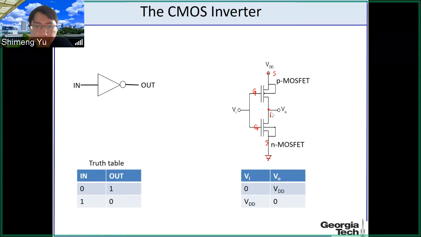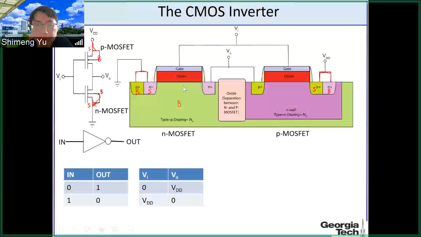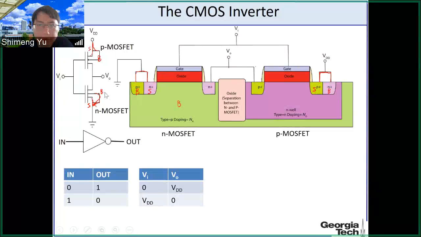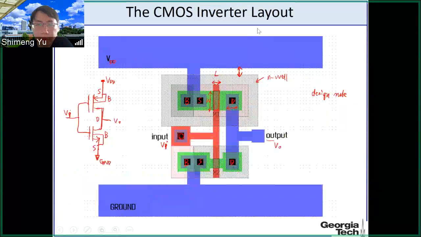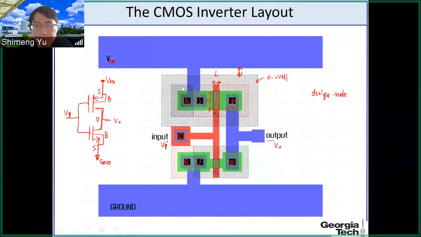So we talked about the cross-sectional view of the CMOS inverter. Basically you can fabricate the NMOS and PMOS on the same substrate, on the same silicon wafer, and make the connections like this. So this will be the CMOS inverter. And also from the top view layout point of view, you can have one-to-one mapping from the circuit schematic to the geometry, like dimensions in the layout.